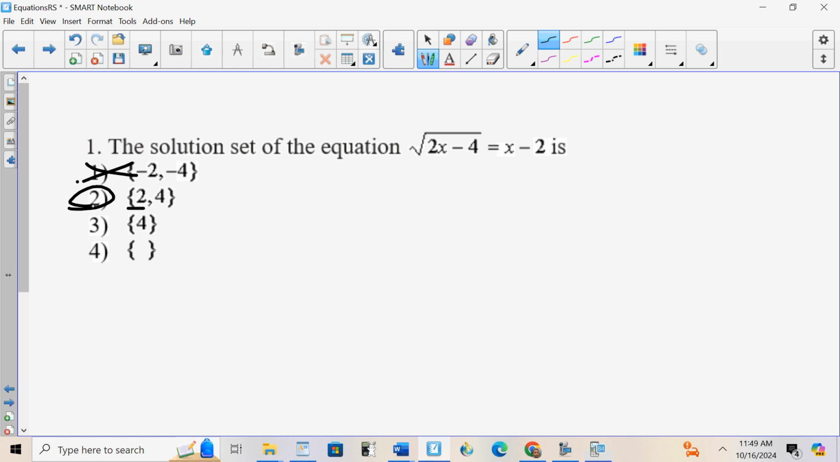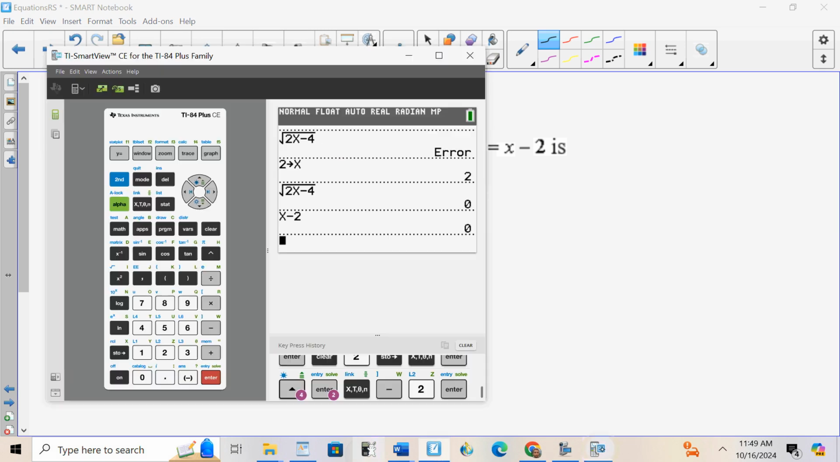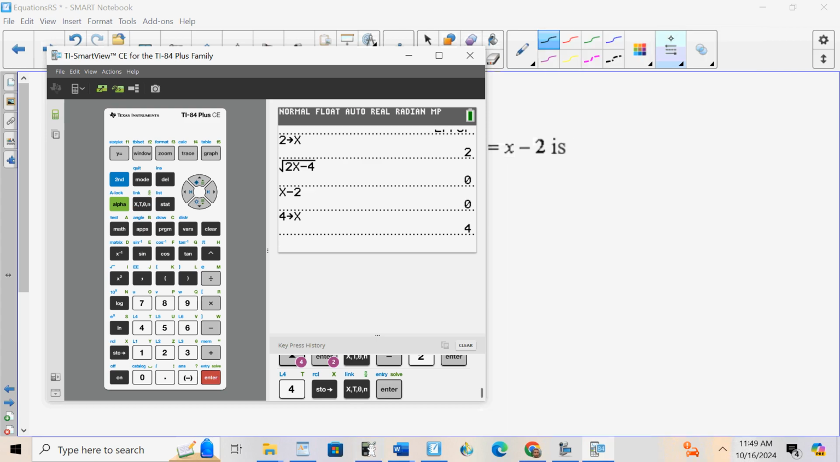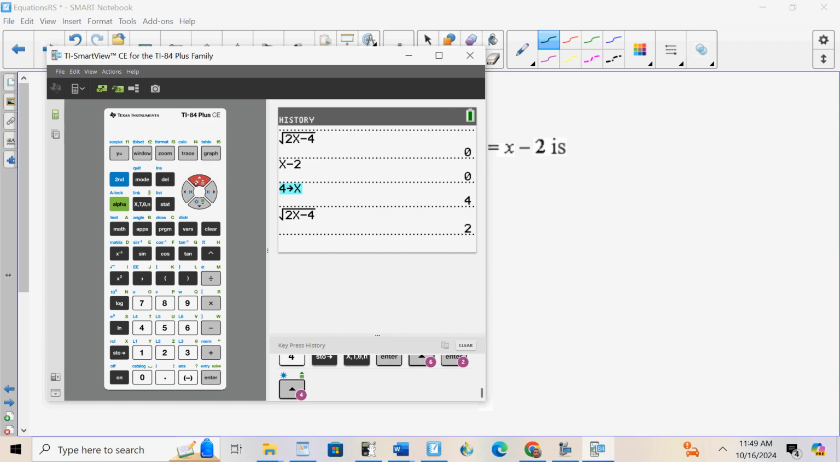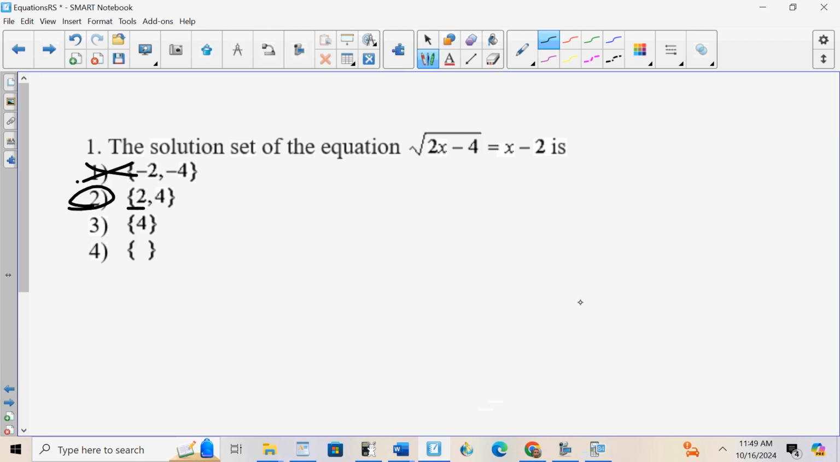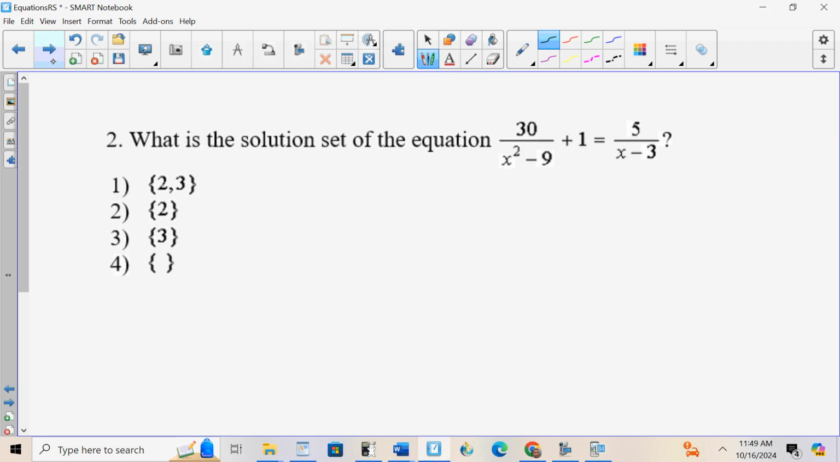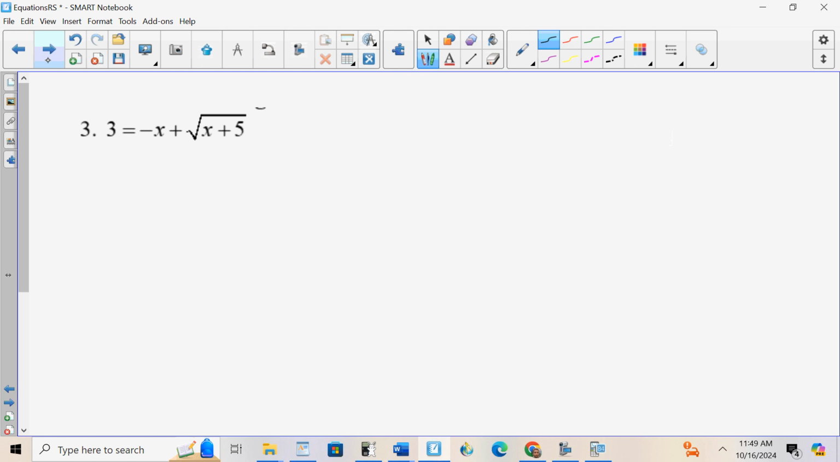Let's just check 4 to be sure. Oops, wrong one. So I got 4 store as x. I've got the left-hand side was radical 2x minus 4. The right-hand side was x minus 2. And yes, the left-hand side equals the right-hand side. Choice 2 is the answer. Even though number 2 is a different type of equation, if it's multiple choice, it's the same process. Take each answer, store it, type the left-hand side, type the right-hand side, see if it matches.